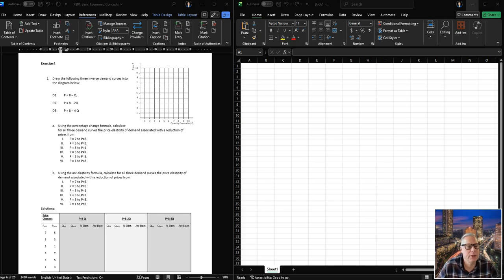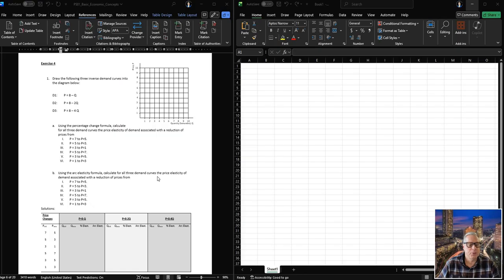Okay, so in this exercise 4, we need to calculate a couple of elasticities for a total of 3 different demand functions. And once we are supposed to use the percentage change formula, and once the arc elasticity formula. And you see, once we lower the price from 7 to 5, then from 5 to 3, then from 3 to 1, but then we also go back up again.